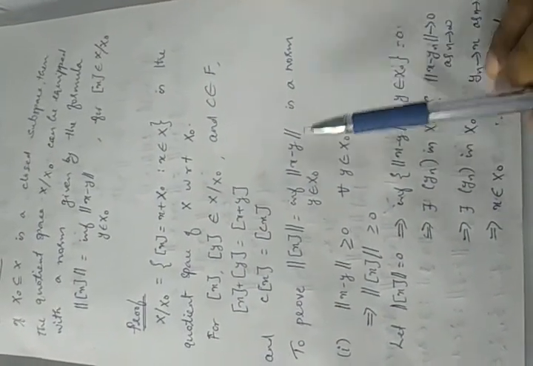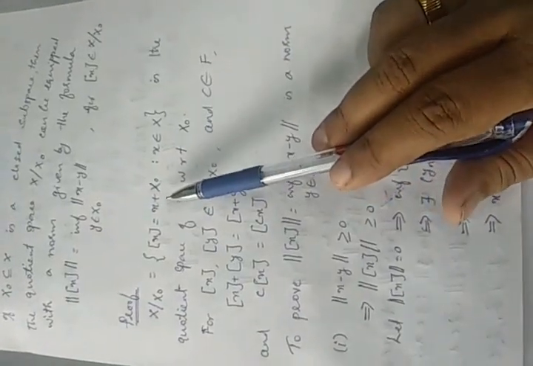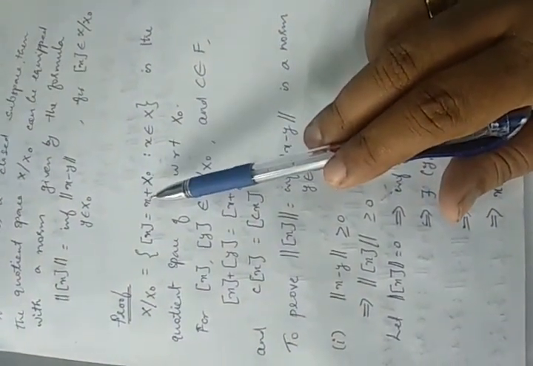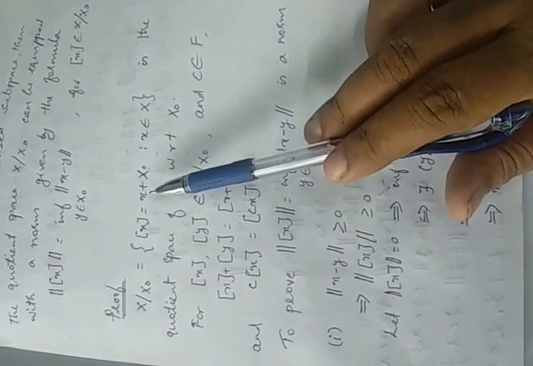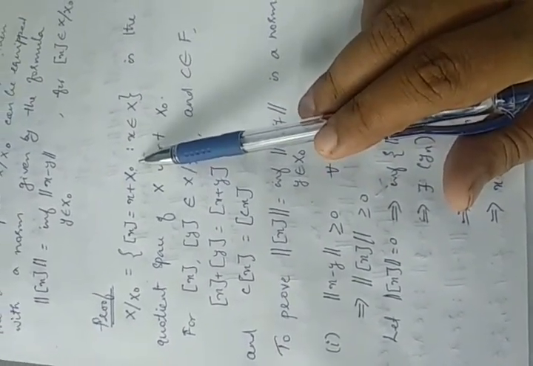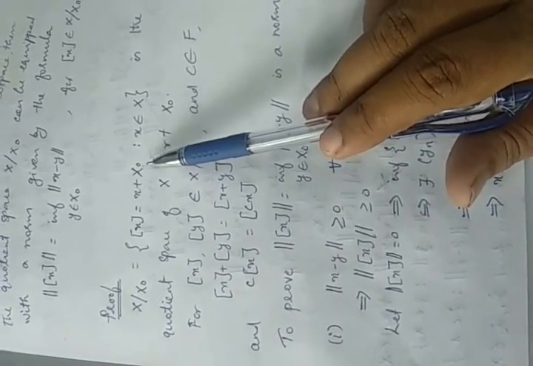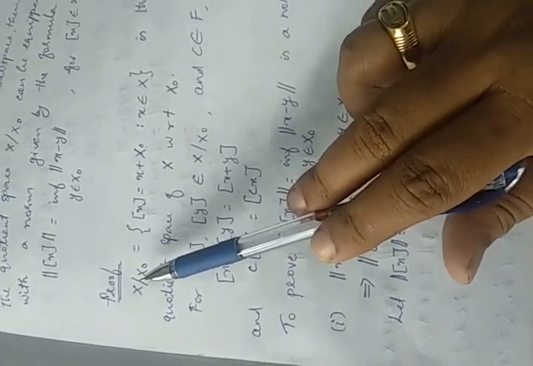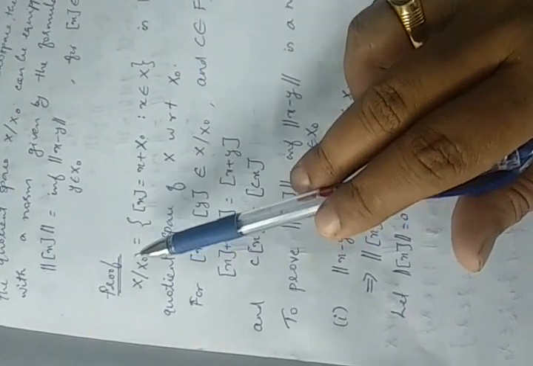So X belongs to X0 implies that what is class X? We know that class X contains elements of the form X plus X0. If this X belongs to X0 itself, then X plus X0 is equal to X0. Now what is X0? X0 is the zero element of this linear space X by X0. So we proved that norm of class X equal to 0 implies that class X is equal to the zero vector X0.